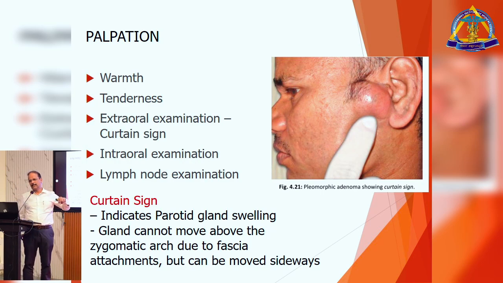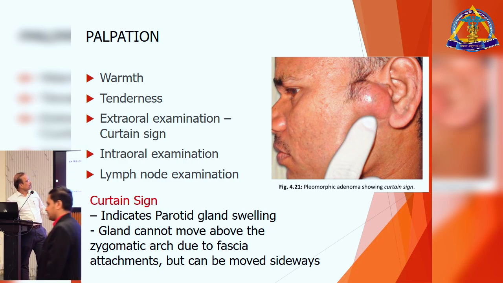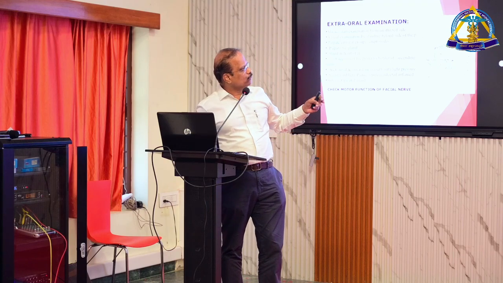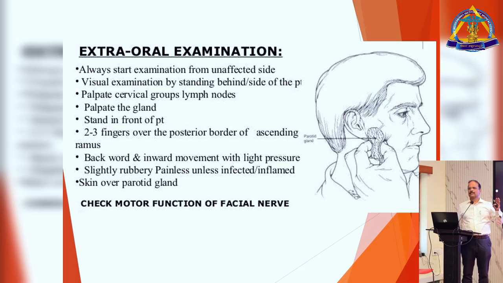Why the curtain sign? Because the parotid fascia fixes itself, so the swelling cannot go, but that's the curtain sign, which is being demonstrated. Intraoral examination is done to look for deep lobe enlargement and lymph node examination. Curtain sign I have just told you. Extraoral examination: you start examining the face, looking for size, shape, surface, skin, consistency, and examination of muscles.